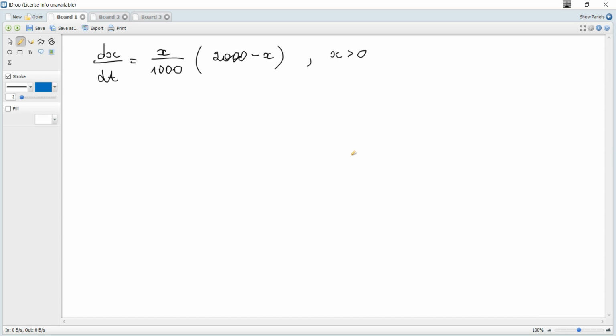The number of brown squirrels X in an area of woodland can be modeled by the following differential equation. Question A. Find the equilibrium population of brown squirrels suggested by this model.